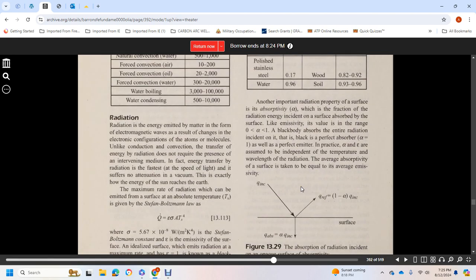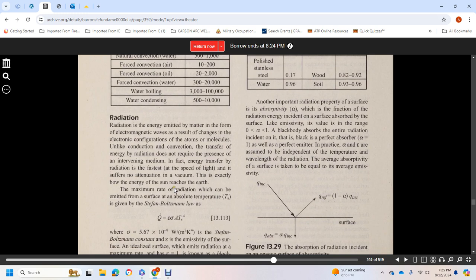Alright, radiation is the energy emitted by matter in the form of electromagnetic waves as the result of changes in the electronic configuration of atoms and molecules. Unlike conduction and convection, energy transfer by radiation does not require the presence of an intervening medium. In fact, energy transfer by radiation is the fastest, at the speed of light, and it suffers no attenuation in a vacuum. This is exactly how energy from the sun reaches the Earth.